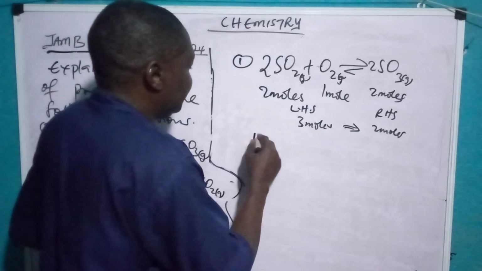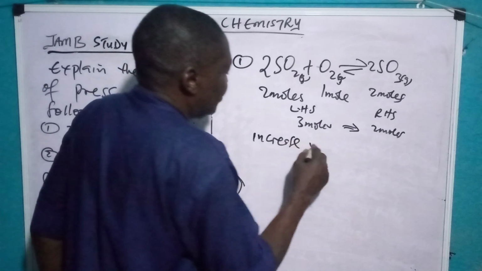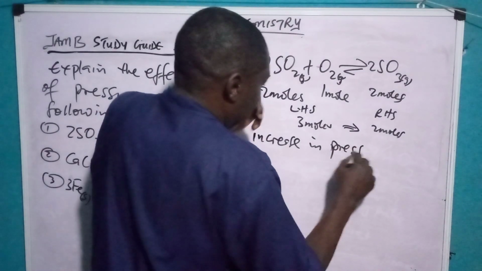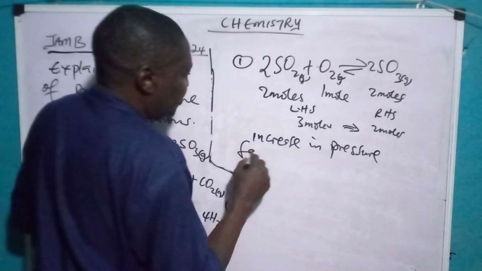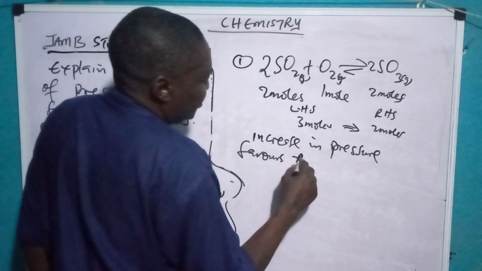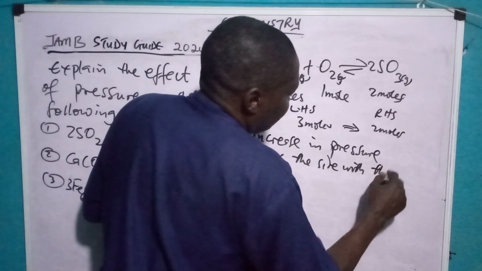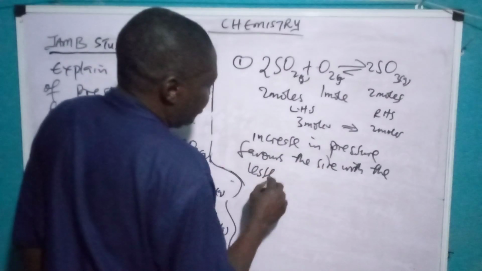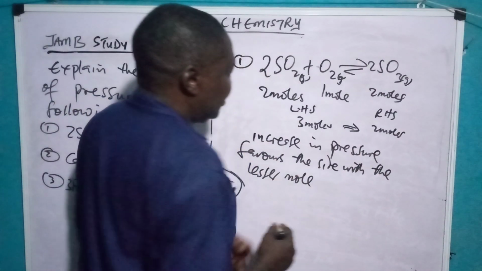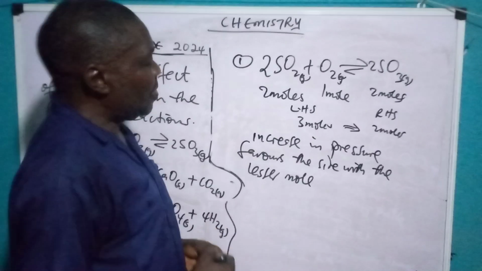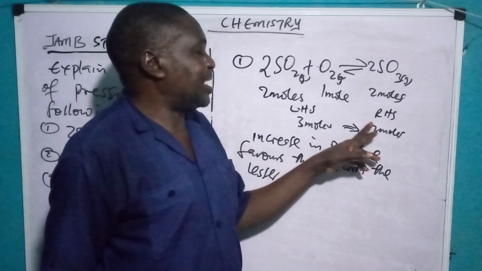Increase in pressure favors the side with the lesser mole, and vice versa. So decrease in pressure favors the side that has the higher mole.